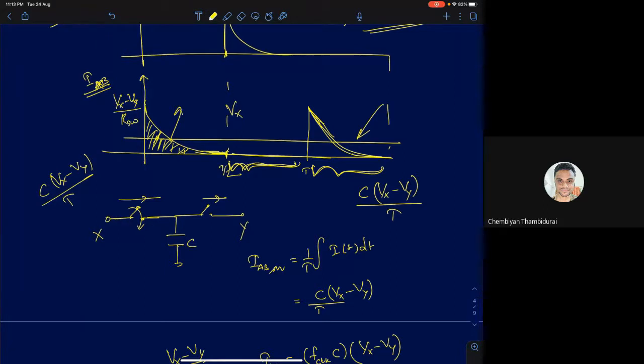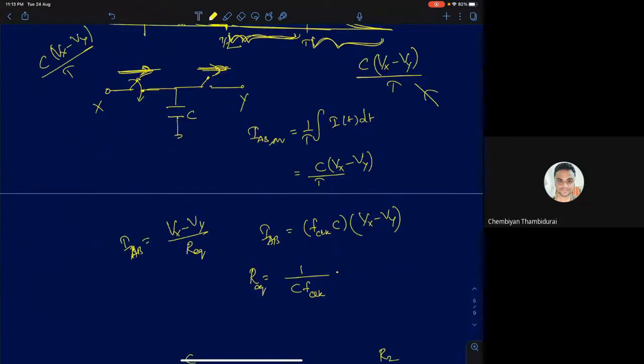And this is the same average current which is delivered to the node terminal Vy. So that's the same current that's delivered from node X to node Y. So now if I write the average current drawn, that will be C by T times (Vx minus Vy). Again, if you see, the average current is proportional to the voltage difference. So it's behaving like a resistor.